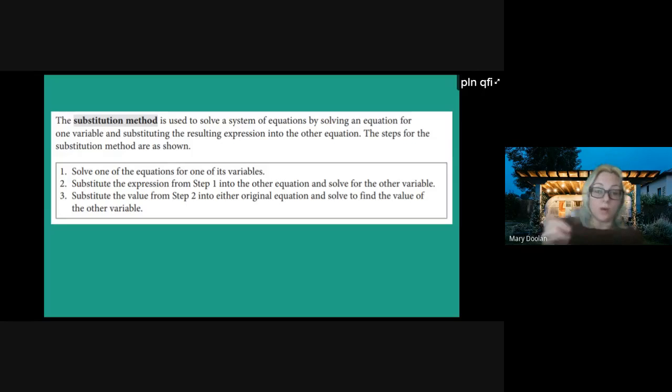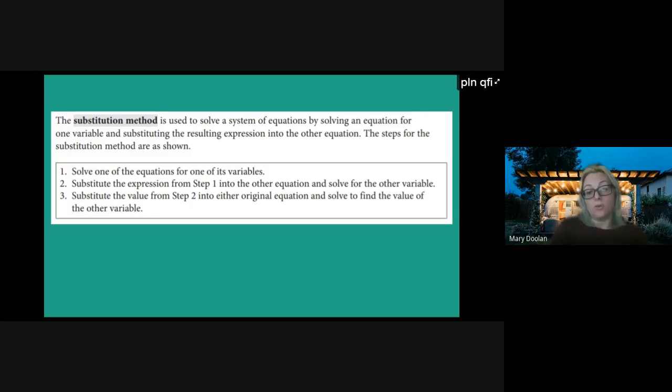So you're going to pick one equation, whichever looks easier to work with, or if one of them is already solved for one of the variables, which means x or y is by itself on one side of the equal sign. Then step 2, substitute the expression from step 1 into the other equation, the one you didn't pick, and then solve for the other variable. The last step is to substitute the value from the last step into either original equation and solve to find the value of the other variable.